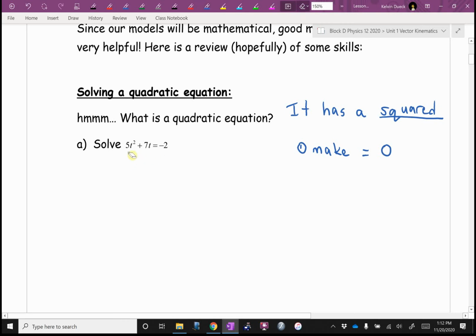How could I make this equation equal to 0? I could move the 5t squared and the positive 7t over, but what would be the easier way to do it? I'm fine if you do that step in your head and just write down 5t squared plus 7t plus 2 equals 0. But I would encourage you, Josh, write the squared term, then what we call the linear term, and then the constant term. Go in descending order of power.